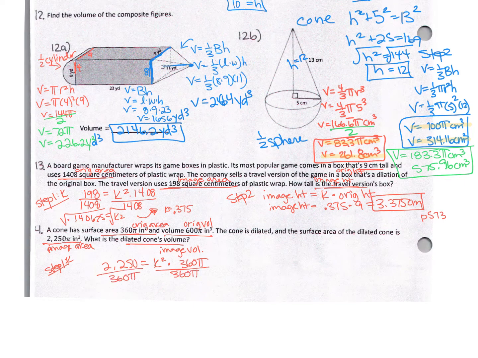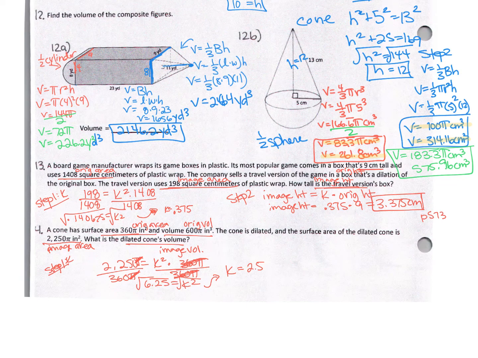And when I do that, I'm sorry, can you make a correction? My 2,250 should have a pi with it. And I need that pi because now my pi's cancel, and I do 2,250 divided by 360, and I get 6.25 equals k squared. I take the square root of both sides, and I get that k equals 2.5. So my cone is 2.5 times bigger than the original.